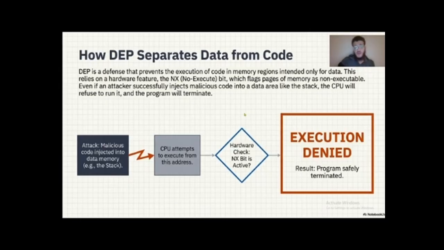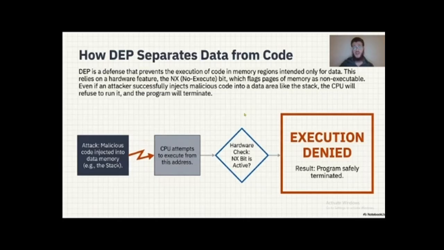This is a data page, not code, so execution is denied. So the program terminates safely, preventing the hijack. This is a hardware enforced protection. Even if the attacker gets their code into memory, the CPU itself refuses to execute it.